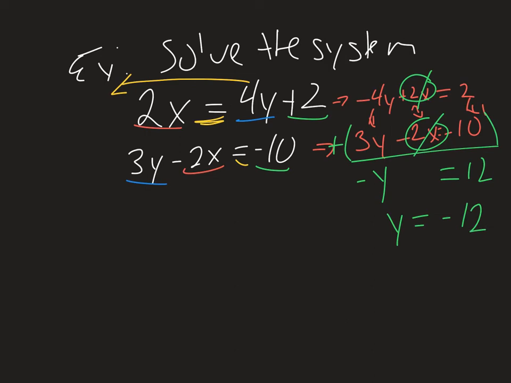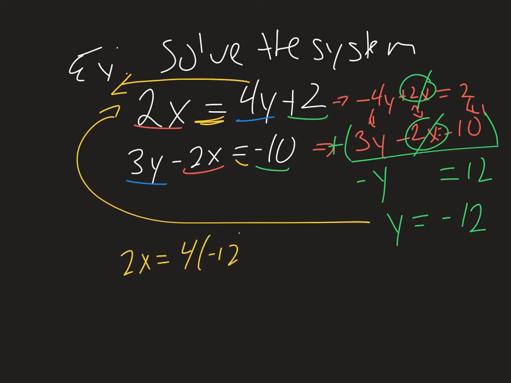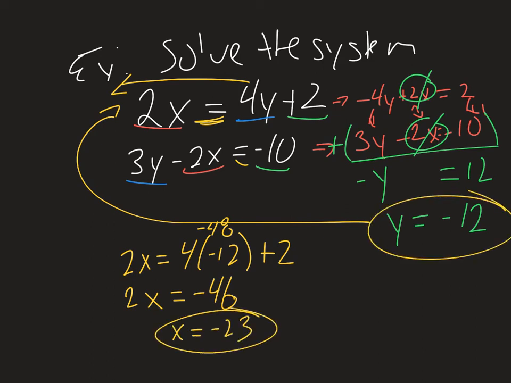Now at this point, 12 is a pretty easy number to work with, so I'm thinking we can plug this back into one of our original equations. I'm going to plug it into the top one. It looks like it'd be a little easier to work with there. So we'll have 2x is equal to 4 times negative 12 plus 2. Let's simplify. We'll have negative 48 here, which would mean we'd have negative 46 on the right side of the equation. Then we can divide by 2, so x is going to equal negative 23, and that would be our solution there.